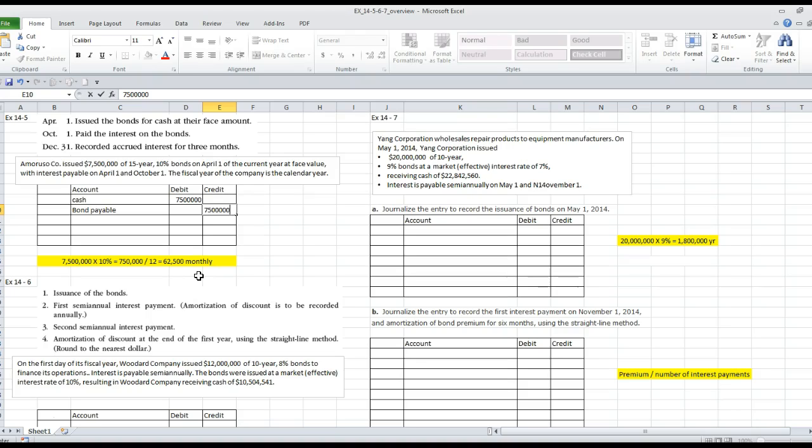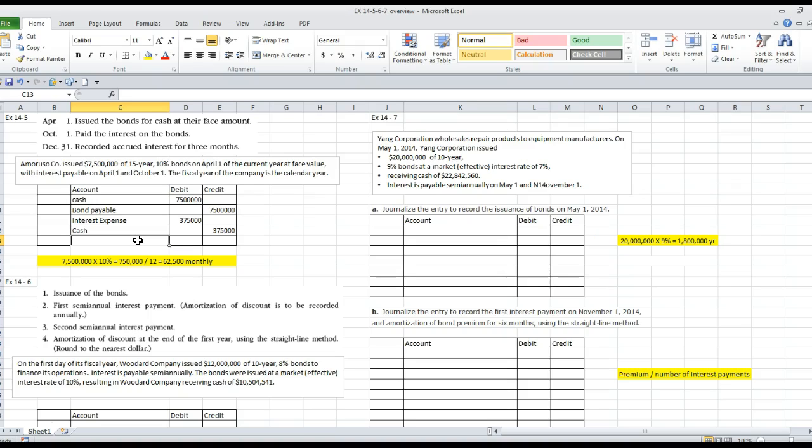If I further look at that and say, oh, we're paying for 6 months, I'm going to create the entry interest expense and cash. So I'm paying 6 times $62,500 for a total of $375,000. And that is what my interest expense is. $375,000. Is that making sense?